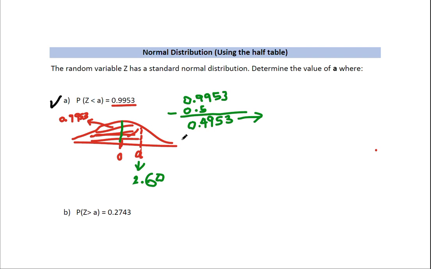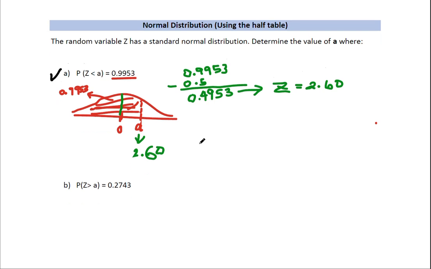0.9953 from the full table, or 0.4953 from the half table. So the Z value here that I'm looking for is 2.60. And that gives us the probability of 0.4953 in the half table, and would have given us the probability of 0.9953 in the full table. So that is how we deal with problems like that.